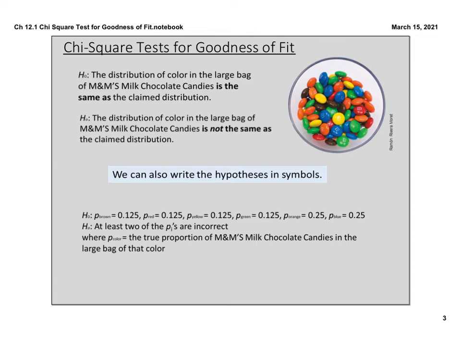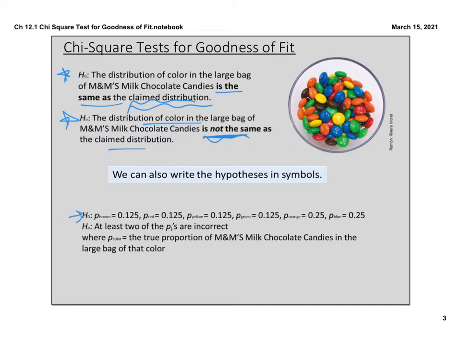So the null is that the distribution of color in the large bag of M&M's chocolate candies is the same as the claimed distribution. The alternative is that the distribution of the large bag is not the same as the claimed distribution. So that's typically what you're going to see when you see a null and an alternative hypothesis for a chi-square test. You're looking at, is the probability distribution going to be the same or is it not going to be the same? You could also write this out in symbols.